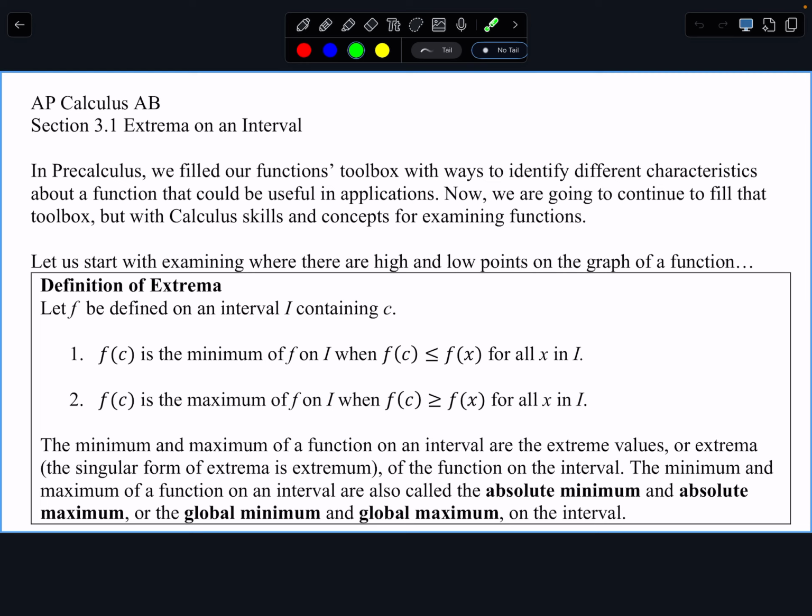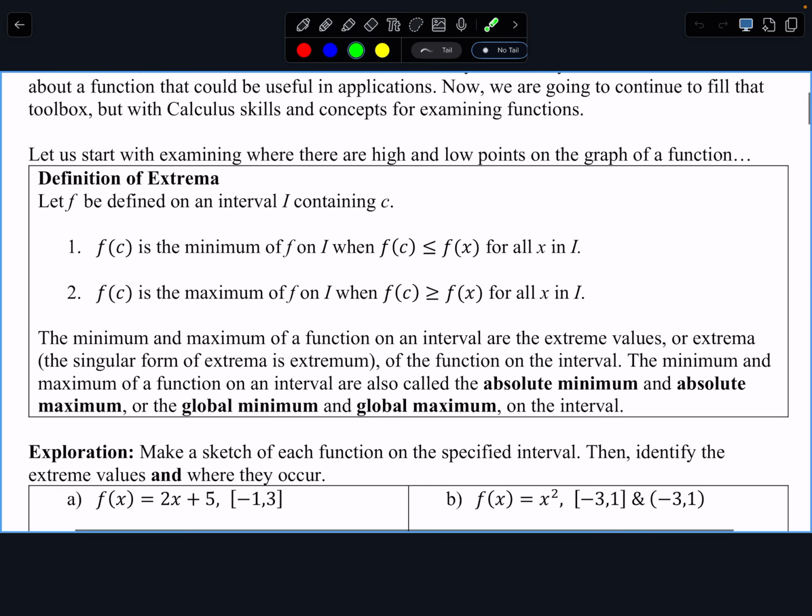So that kind of goes back. In pre-calc, we filled our functions toolbox with ways to identify different characteristics about a function that could be useful in applications. And now we're going to do that, but using calculus. We're going to start with examining where there are high and low points in the graph of a function. We're going to first start with the very highest point or the very lowest point on our graph, which would also be helpful for determining the range of a function.